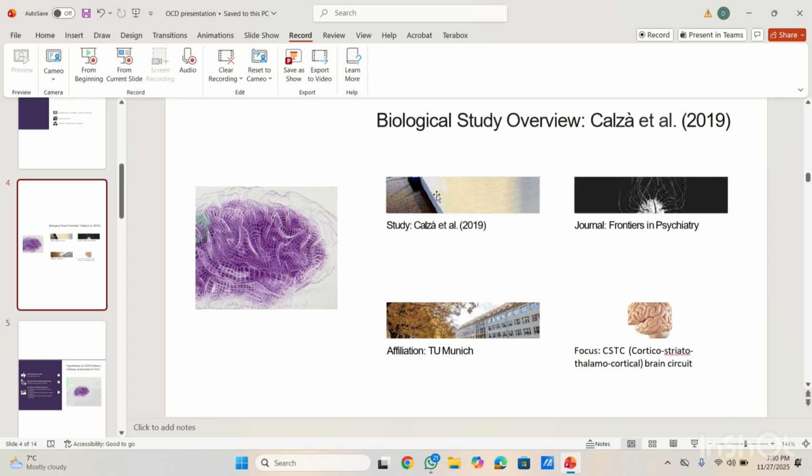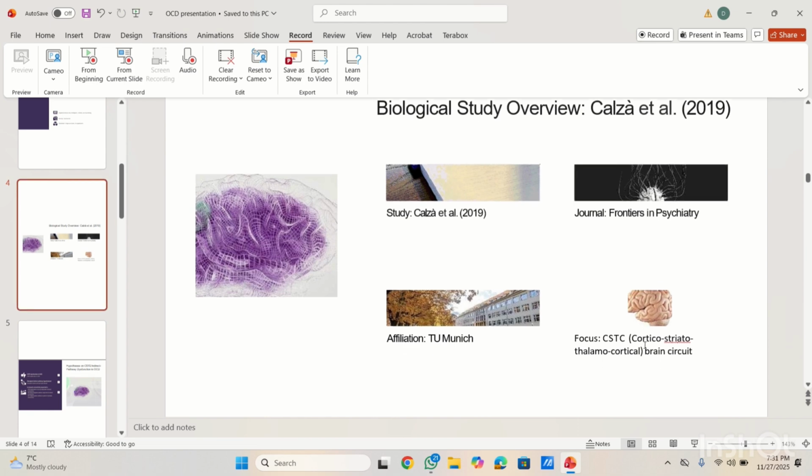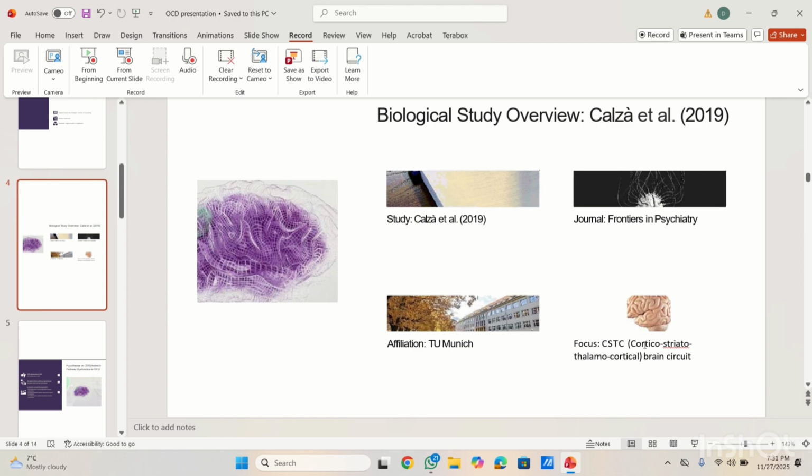And here's article 1, which shows the biological perspective. The first article is a biological study by Calza and colleagues, published in the journal Frontiers in Psychiatry in 2019. The lead author works at the Technical University of Munich, and this study focuses on a brain circuit called the CSTC circuit, which controls action selection, habits, and stopping behaviors.